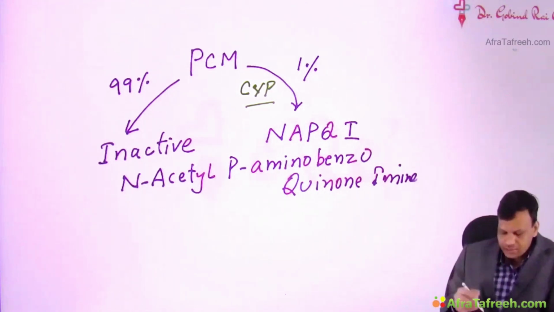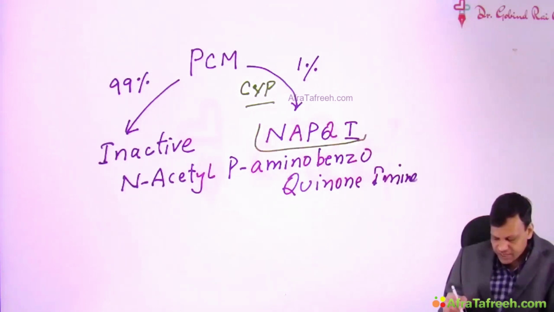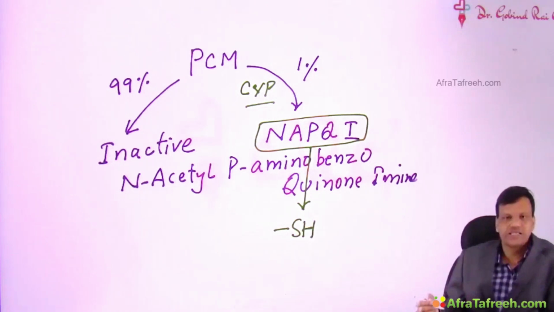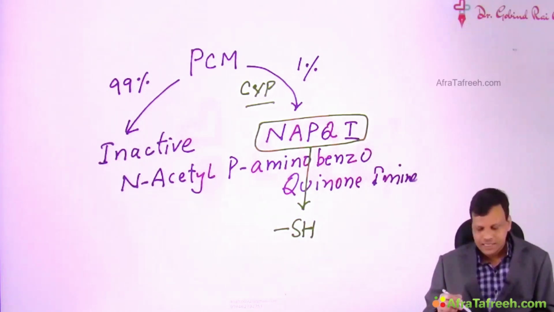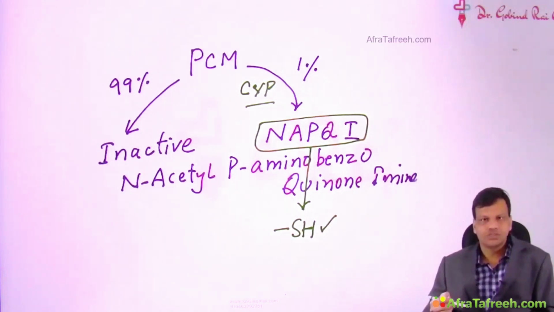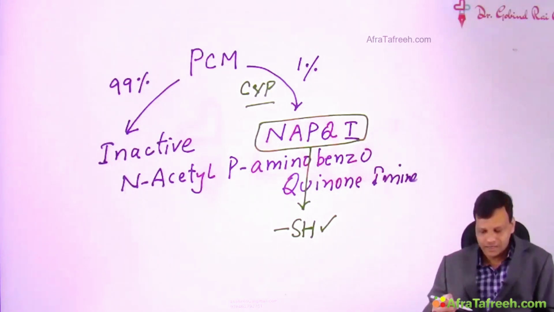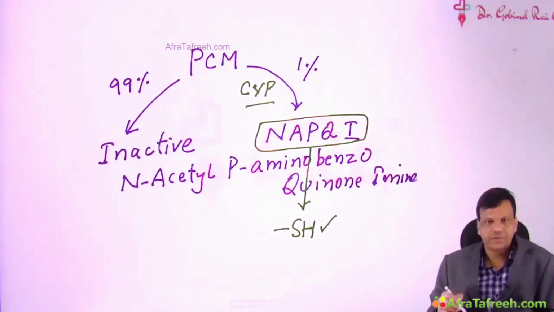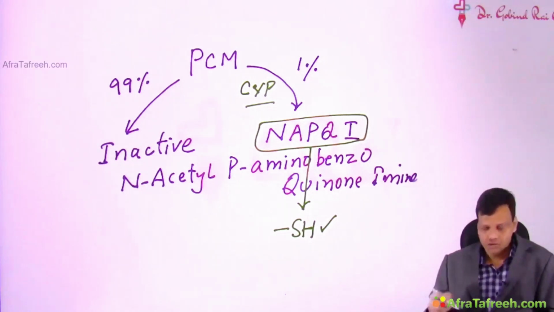Now, this NAPQI which is generated has very high affinity for sulfhydryl groups. That means wherever it finds a sulfhydryl group, it will bind, and that can cause problems. We know that sulfhydryl groups are present in important biomolecules like DNA, RNA, proteins, enzymes. Lots of substances contain sulfhydryl groups. So when we give paracetamol, it will generate NAPQI, and this NAPQI can cause damage. But we know paracetamol is a very safe drug. So although it is producing NAPQI, it is still a very safe drug.